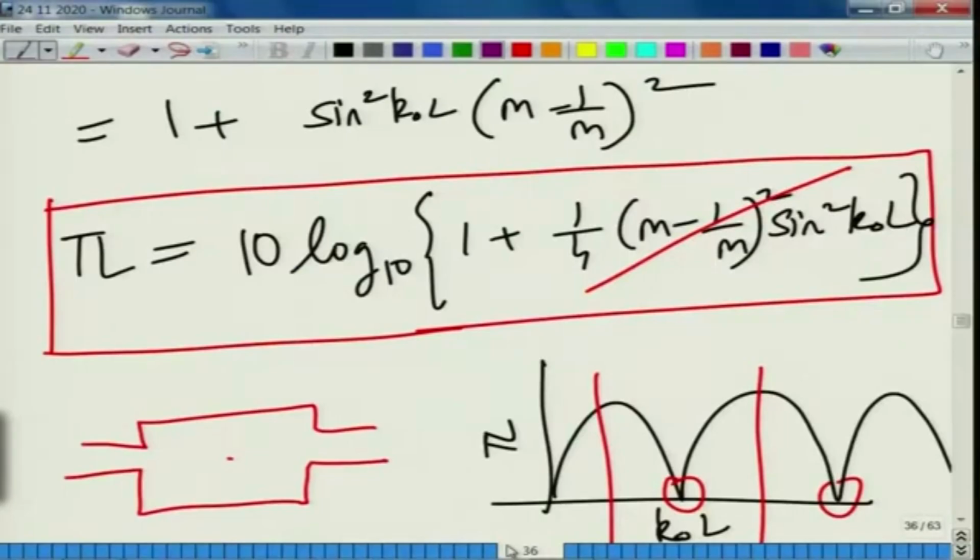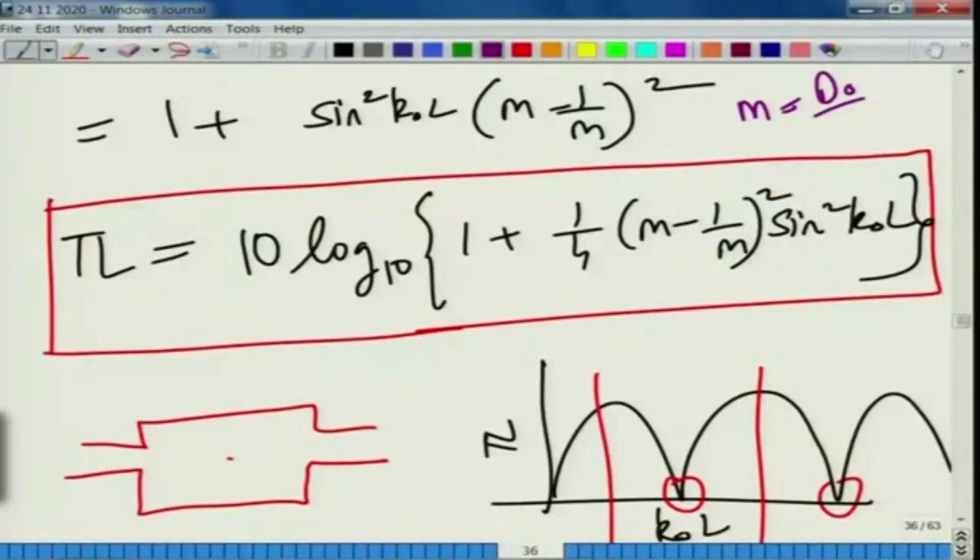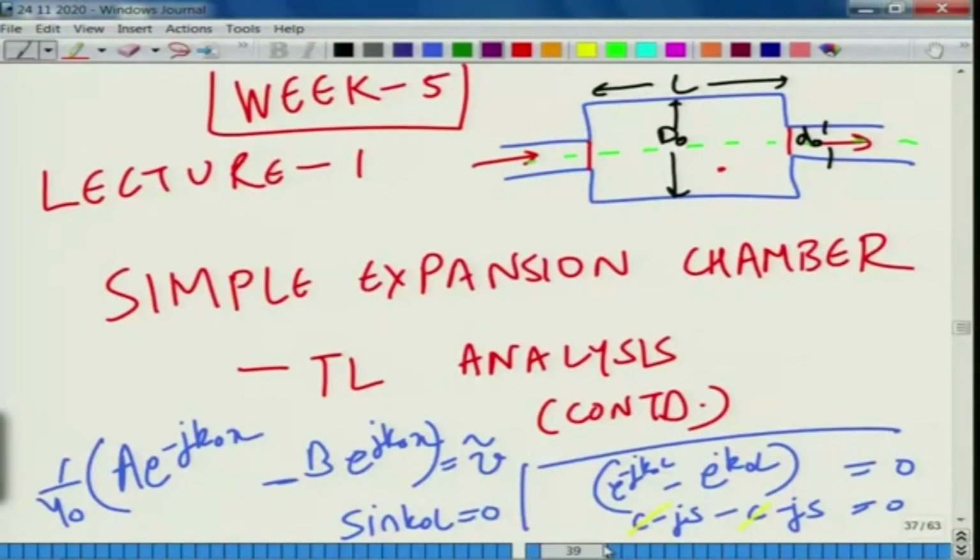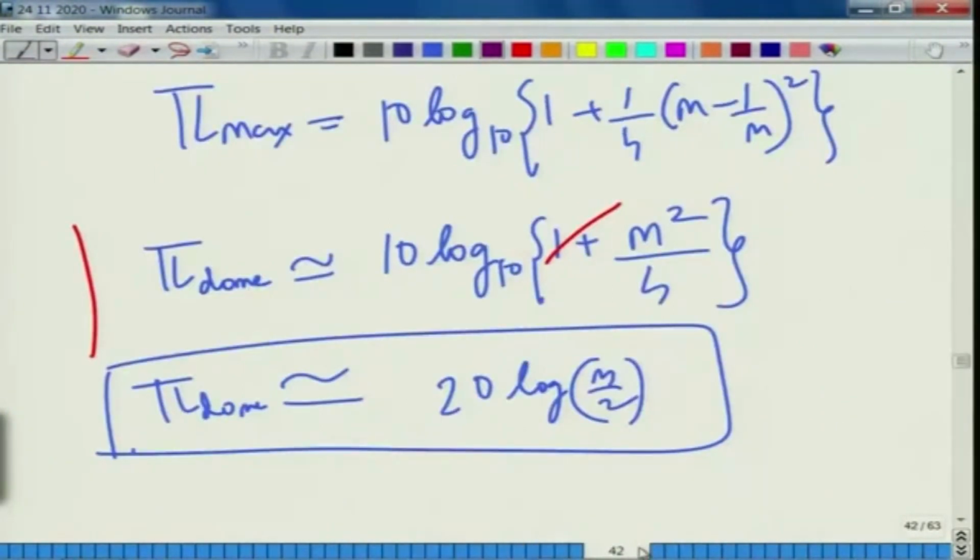So, this is given by 10 log to the base 10 of 1 plus 1 by 4 (m minus 1 by m) whole square into sine square k naught L, where m is the square of the diameter ratio. M is nothing but (d naught by d) square, and you get periodic domes and troughs. These are called troughs, these are called domes, and we studied in quite a bit of detail why we are getting all this, and some simple approximations.